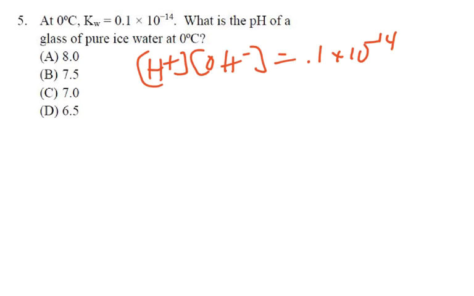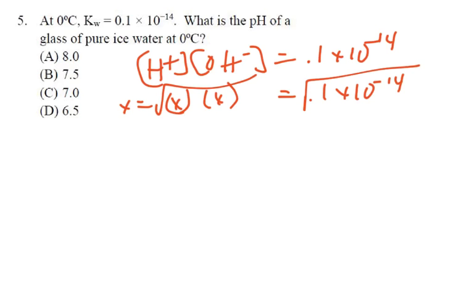So if I want my H+ concentration, I can see what I'm going to do is take the square root, because both concentrations are going to be x, because water breaks up to give H+ and OH-. So x squared equals 0.1 times 10 to the negative 14. So therefore x is equal to the square root of that. Let me calculate that. And for that I get 3.162 times 10 to the negative 7.